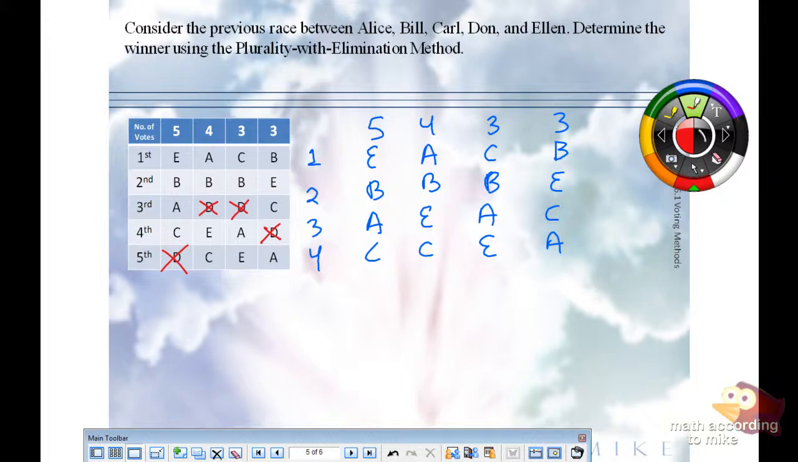So now who has the least number of first place votes? Carl and Bill. So Carl and Bill are now out of the running. So all the B's and the C's go away. Wah, wah, wah, wah. So now it is just down to Alice and Ellen.